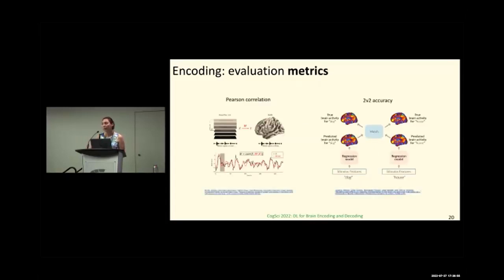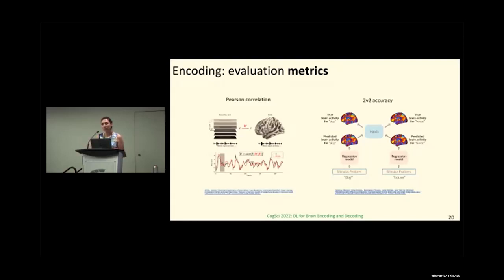So the left one, I would say, is the most popular, which is a simple Pearson correlation. So this is for each voxel, let's say in fMRI, you have all the predictions across all the test data, and you have all the true voxel activity, and we can do a simple Pearson correlation between these two vectors and obtain a similarity measure at the end, so a correlation metric, for each voxel in the brain.